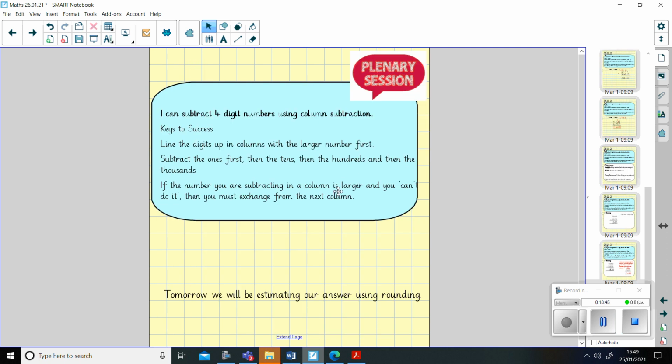Okay, so today we were subtracting 4-digit numbers. Hopefully those keys to success have helped you and you are pleased with your work on maths.co.uk or your scaffold after you've looked at your answers. Tomorrow we're going to be estimating our answers using rounding. This is not a new skill. We did use this last term, but not for 4-digit numbers. So all our fantastic learning that we did last week on rounding is going to be really useful for tomorrow.